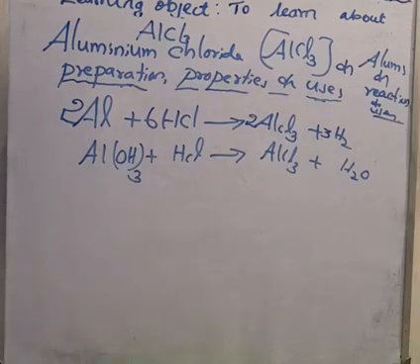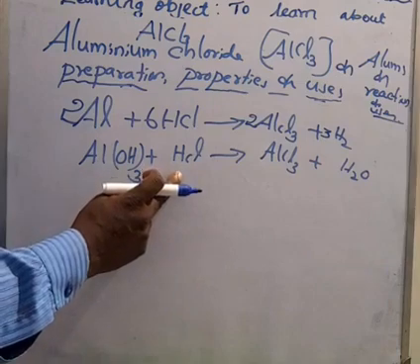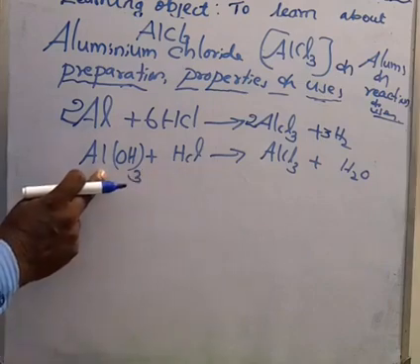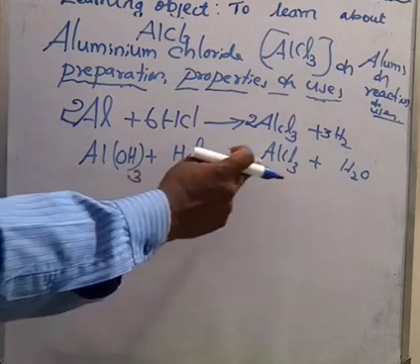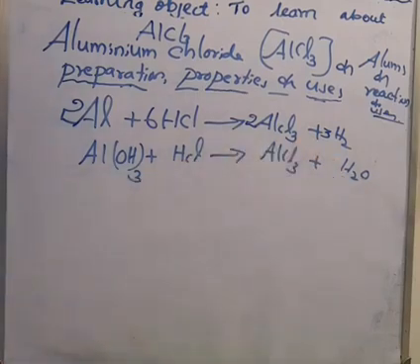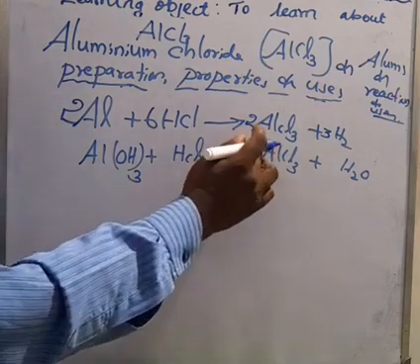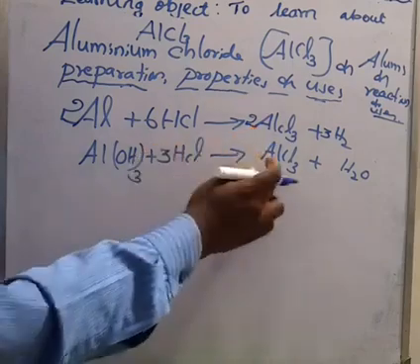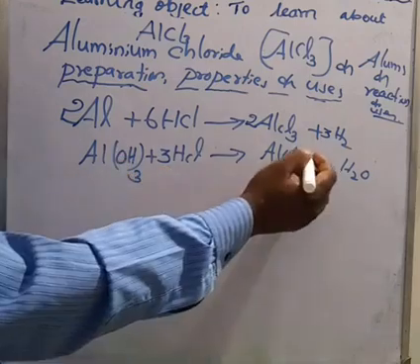Second, aluminium hydroxide reacts with hydrochloric acid. What is the formula of aluminium hydroxide? Al(OH)3. This reacts with HCl, we get AlCl3 plus H2O. Now, how much chlorine is there on the product side? 3 chlorine. So make it 3 HCl on the reactant side. So chlorine is balanced. Here 3 hydrogen, 3 OH, we can write as 3 H2O. Now the equation is balanced.